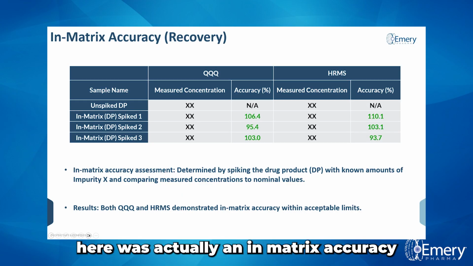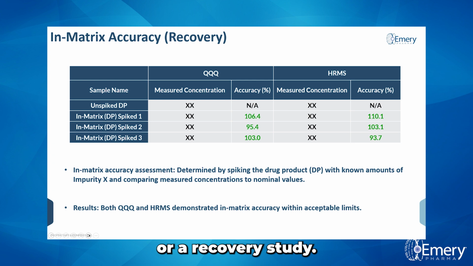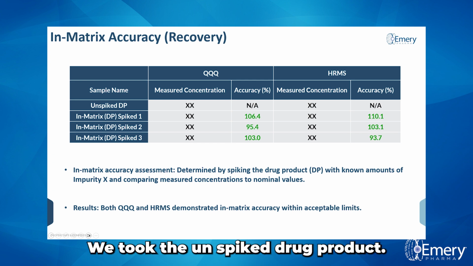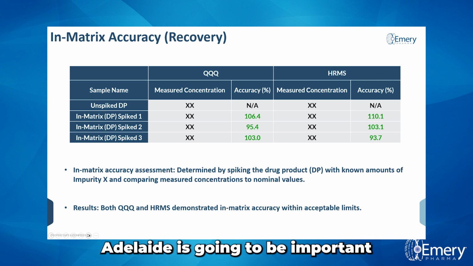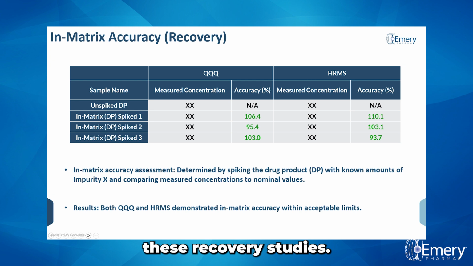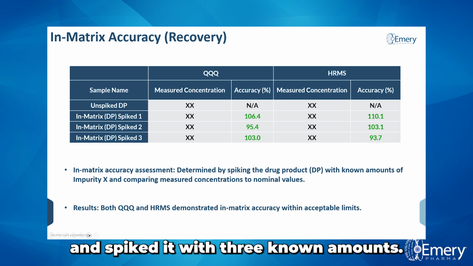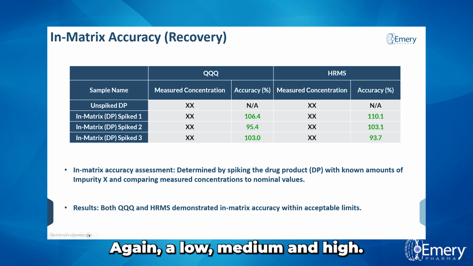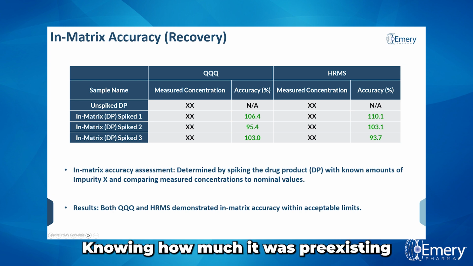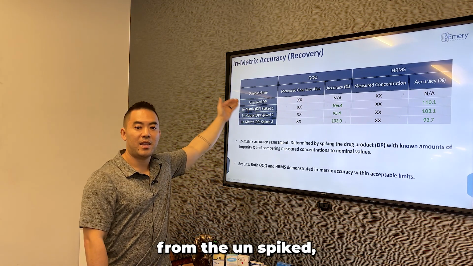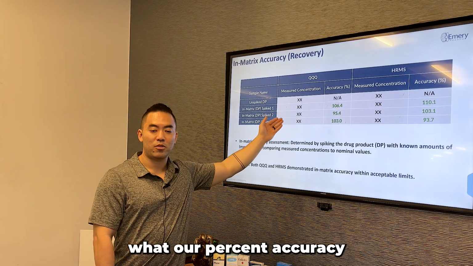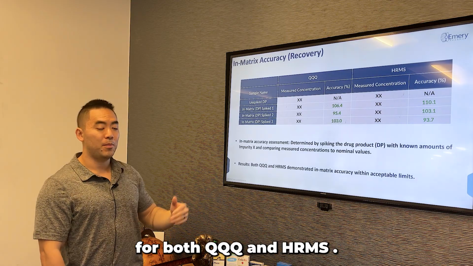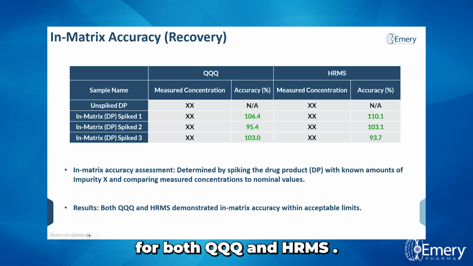So what we did here was an in-matrix accuracy or recovery study. We took the unspiked drug product and assessed it for this analyte of interest. Knowing the amount of that pre-existing analyte is important when you start doing these recovery studies. We took that same drug product and spiked it with three known amounts, again a low, medium, and high. Knowing how much was pre-existing from the unspiked, plus the amount that we spiked, we were able to determine our percent accuracy based on those theoretical yields for both QQQ and HRMS.